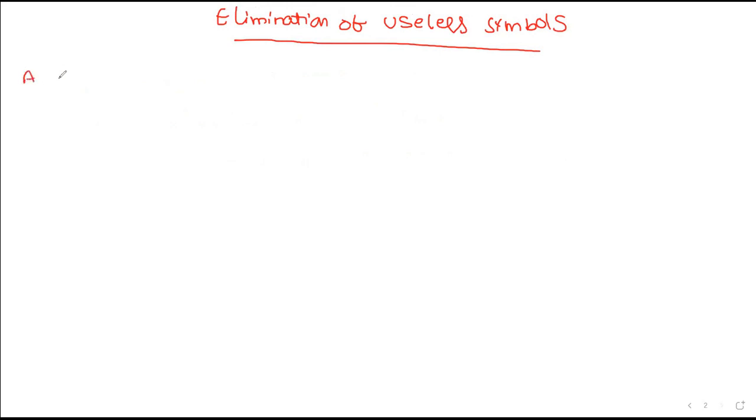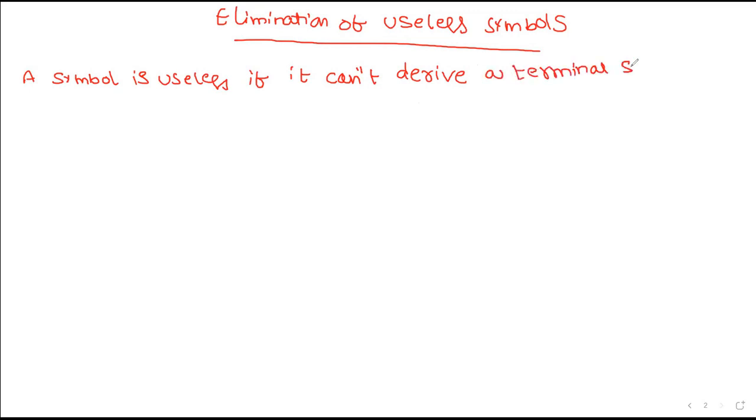A symbol is useless if it cannot derive a terminal symbol. Symbol means non-terminal. Remember, the symbol means non-terminal. If it cannot derive a terminal symbol, then that symbol is called a useless symbol. We have to remove that symbol.